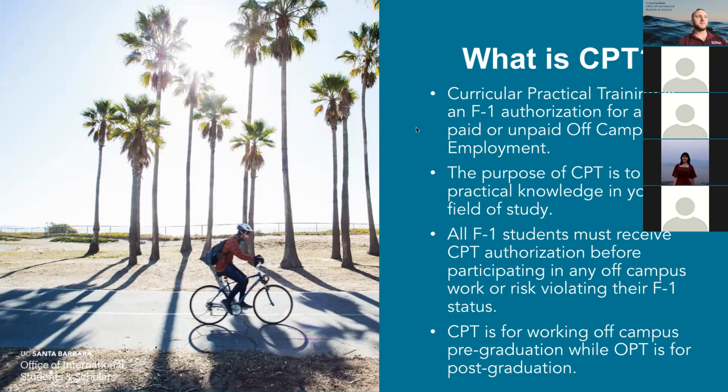The purpose of CPT is to gain practical knowledge in your field of study. All F1 students must receive CPT authorization before participating in any off-campus work or risk violating their F1 status. Some of the questions I get are, how exactly would that come up if you do end up violating your F1 status? It's probably not something that the government would know about immediately unless you did report it to the government yourself, but it's something that could come up in a future visa interview.